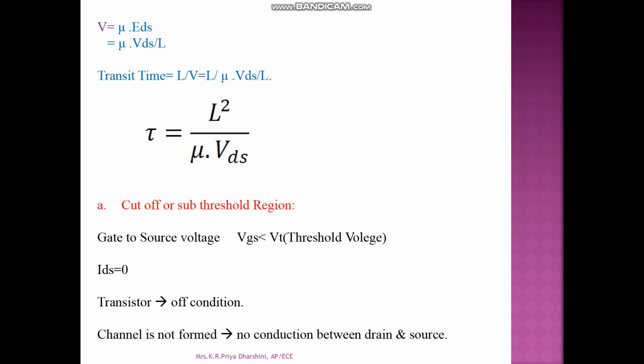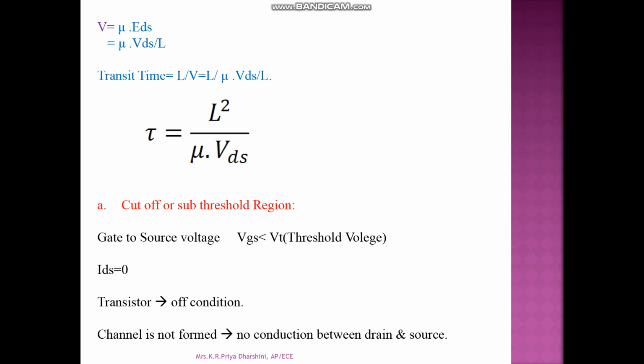Next is the transit time. Transit time is given by the equation L divided by V. We already have V as mu times VDS divided by L, so we can substitute it here. When this L goes to the numerator, it is L square divided by mu times VDS. So finally, tau is equal to L square divided by mu times VDS.